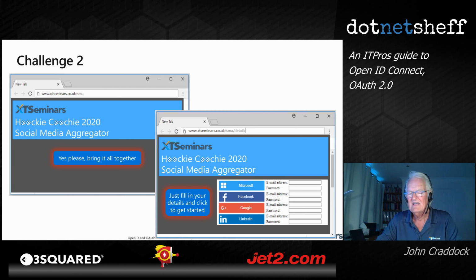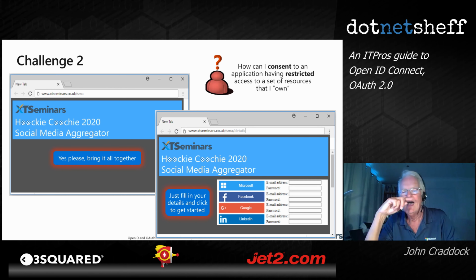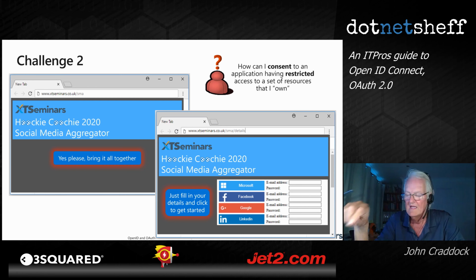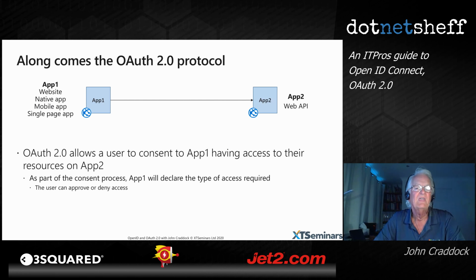Well, I think a savvy user is thinking, how can I consent to an app having restricted access to a set of resources that I own? And this is where the OAuth 2 protocol came along. It was designed so that it could run on lots of different application types. So we might have a website, we might have a native app running on a desktop, we might have a native mobile app, we might have a single page app. So the protocol has got to handle all of this.